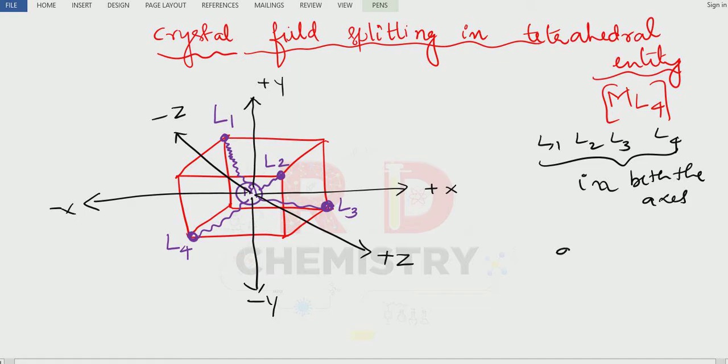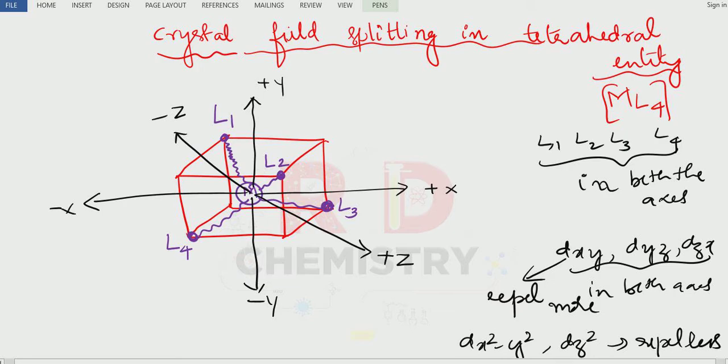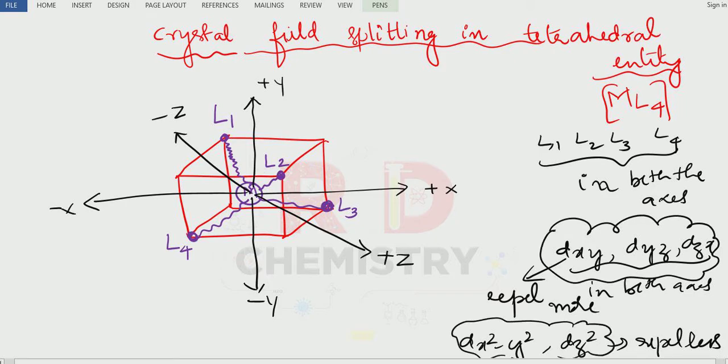And also you remember dxy, dyz and dzx. These are also in between the axis. Now tell me which one repels more. So dxy, dyz, dzx repel more compared to dx square minus y square and dz square. They will repel less. So this set will increase in energy and this set will decrease in energy. Hope it is clear to you people.